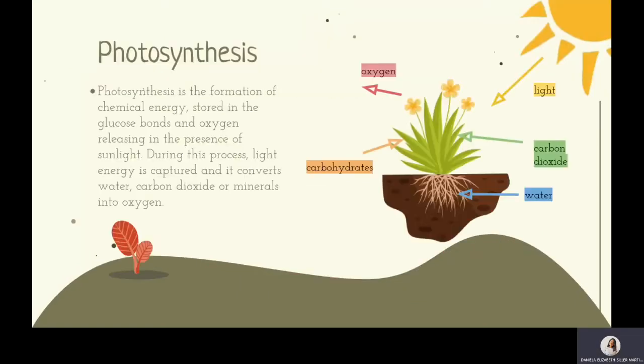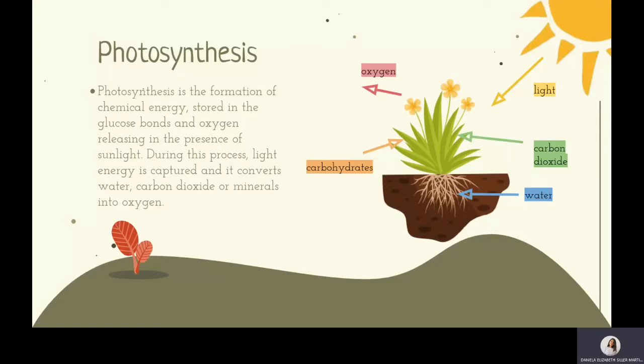Hi to everyone. My name is Alicia Sanchez, and I will be talking about photosynthesis. Photosynthesis is the formation of chemical energy stored in the glucose bonds and oxygen released in the presence of sunlight. During this process, light energy is captured and it converts water, carbon dioxide, and minerals into oxygen.